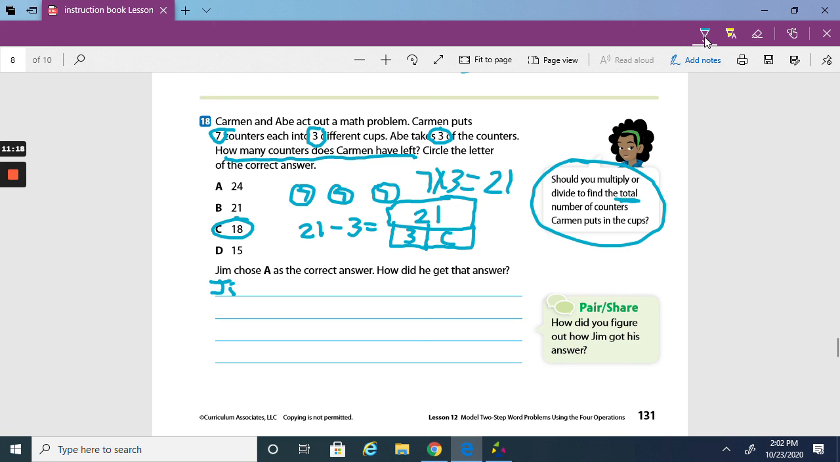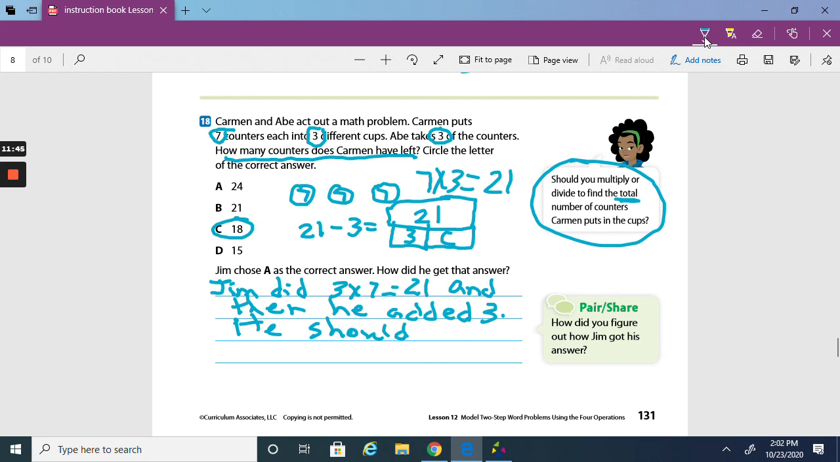I would put Jim did 3 times 7 equals 21. And then he added 3. He should have subtracted 3. Because if someone is taking, then you're getting rid of it.